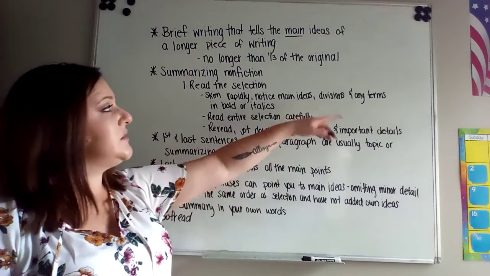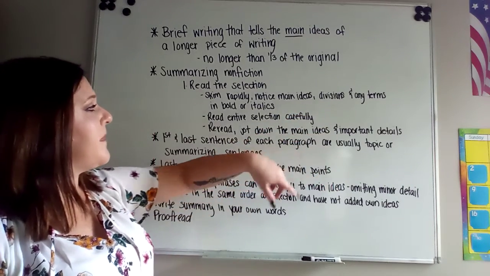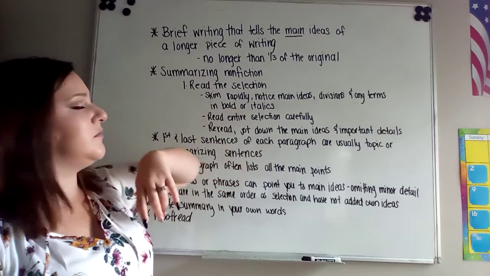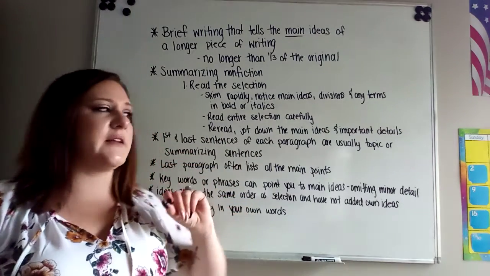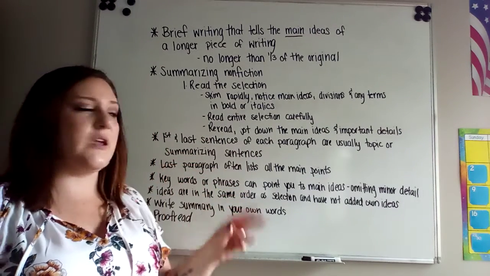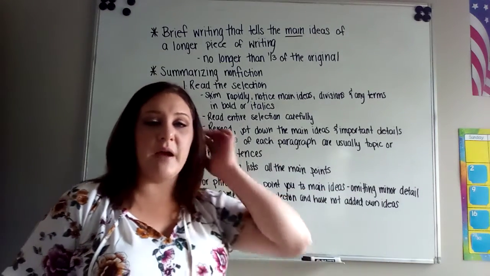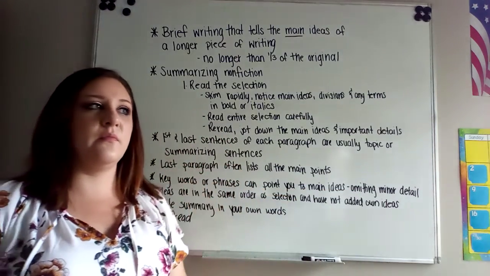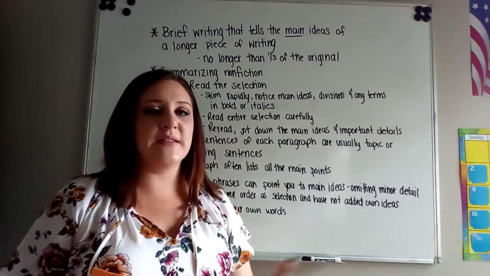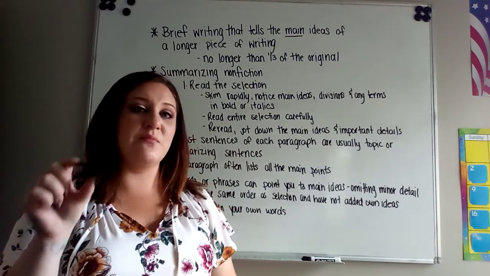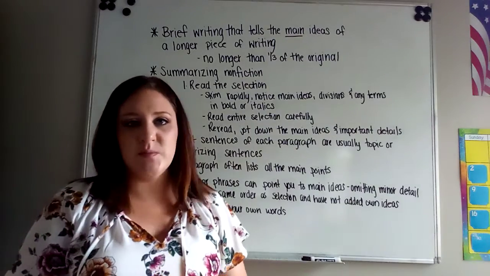Again, going back to making sure that we have found anything in bold and italics, those main points, keywords, things like that. You want to make sure you omit the minor details. A summary is just pulling out those main points, so we don't need those minor details.